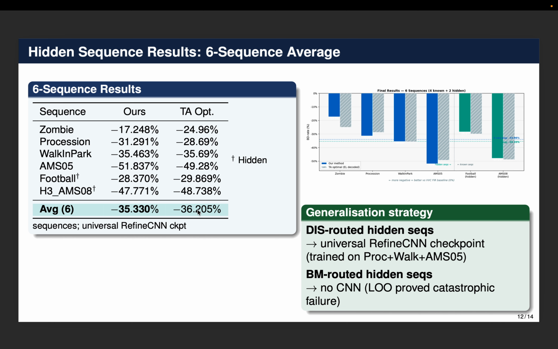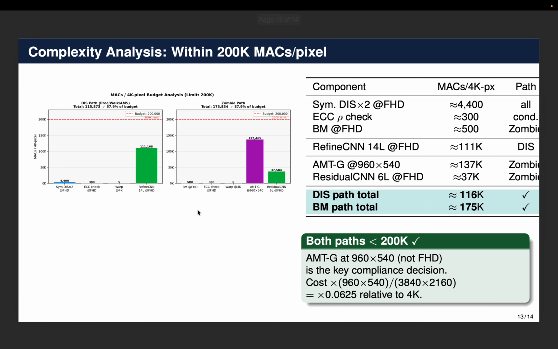Both paths satisfy the computational constraint. The DIS path costs about 116,000 MACs per pixel. The BM path costs about 175,000 MACs per pixel. The critical engineering decision was running AMTG at 960 by 540. At Full HD, it would exceed the budget by a large margin.